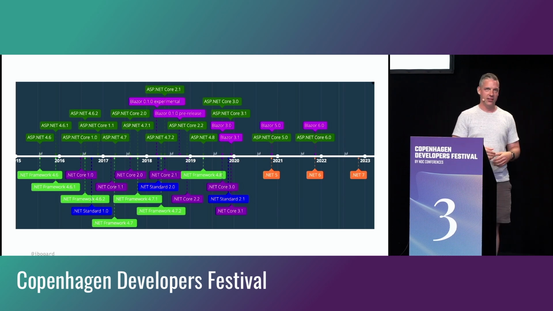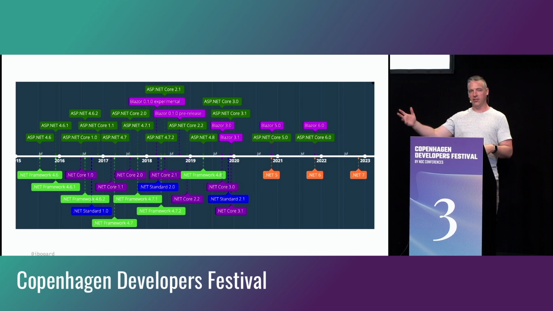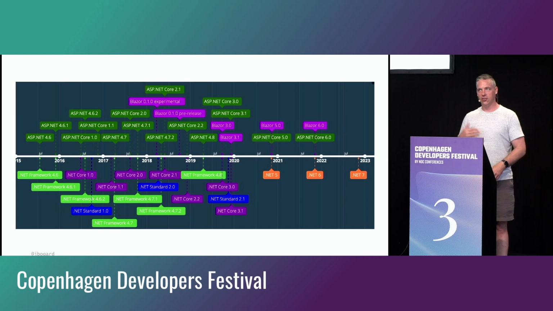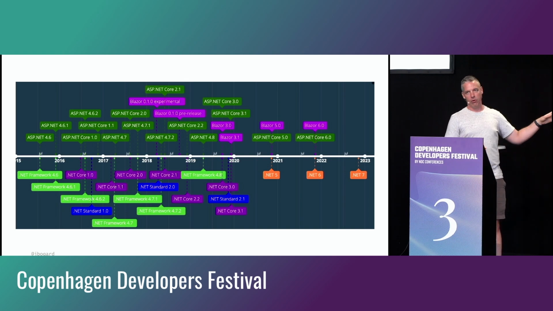The problem is there's a difference between just support from a product perspective versus actually improving that framework over time. And so the story is that the .NET Framework will still get security updates, yay, security updates, but no other improvements are going to be put into that framework.